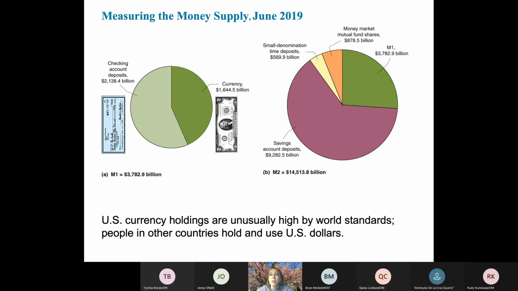Okay, so money supply is technically measured by what's called M1 and M2. There's also M3, which is rarely used, so we're just going to focus on M1 and M2. M1 is almost close to 4 trillion of money: checking accounts and currency, lumped together. The larger share of it is checking accounts.